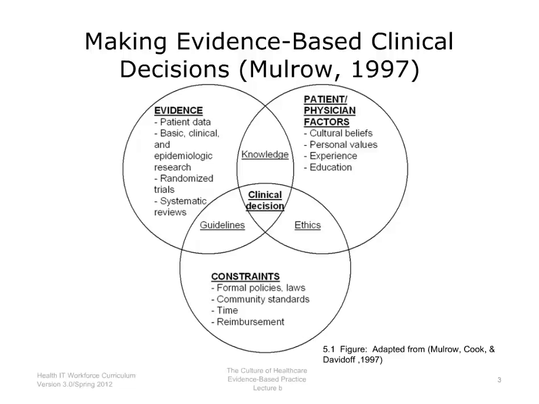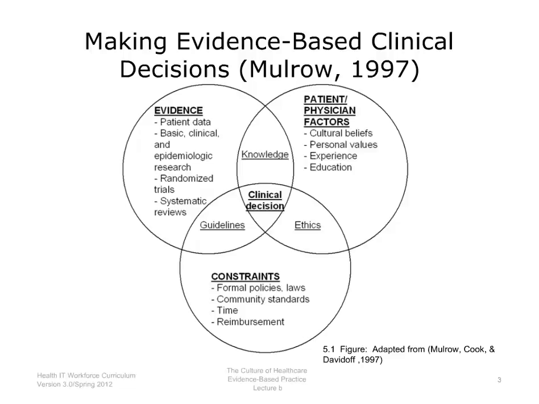But there are other factors that go into making a clinical decision. A second aspect is factors about the patient and/or the physician, such as cultural beliefs, personal values, experience, and education. Patients may have preferences. Physicians may have limitations in the skills that they have, particularly if in rural areas or places where the entire spectrum of medical services is not available.